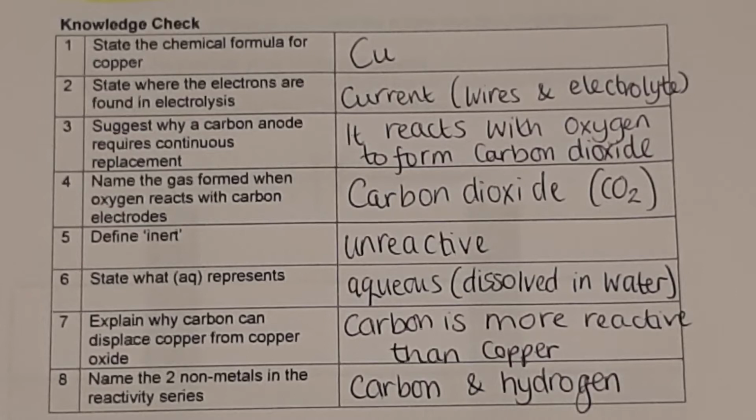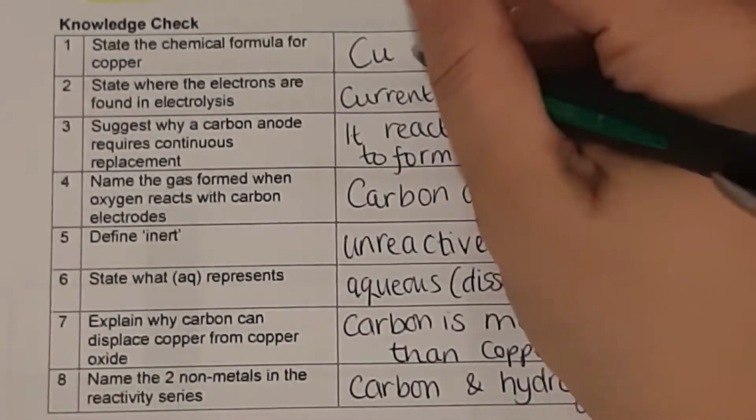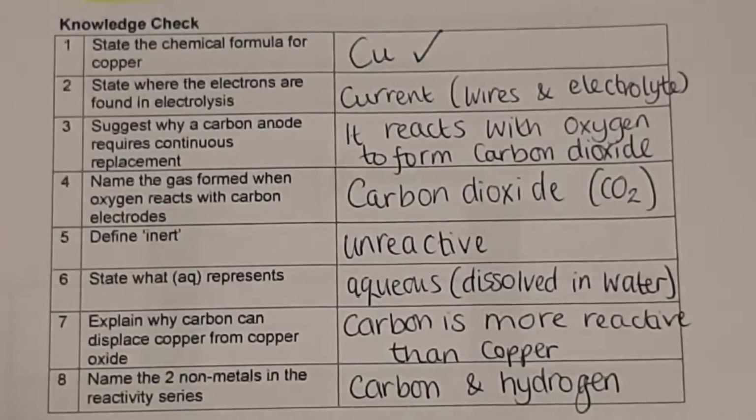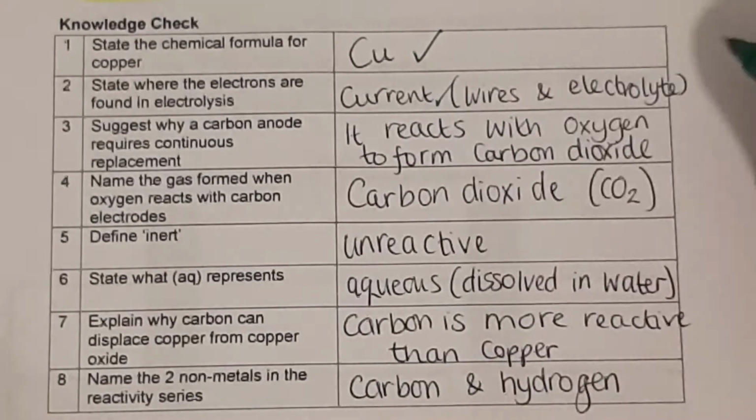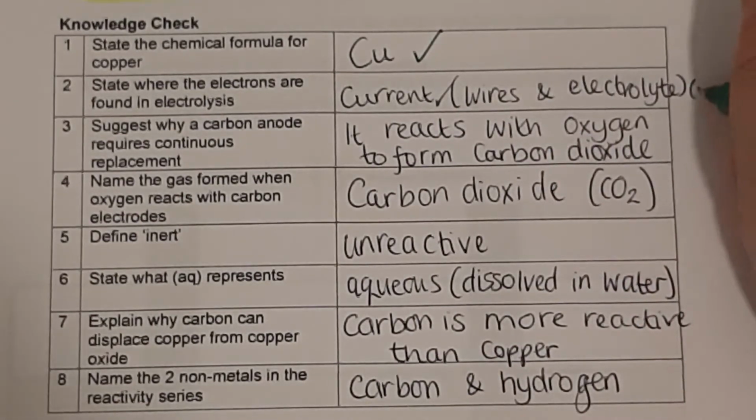Okay, so let's go through those. I'm afraid the answers are not written in red today because my red pen has run out. So, state the chemical formula for copper. It's Cu, capital C, lowercase u. State where the electrons are found in electrolysis. Well, they're found in the current, or you could say in the wires in electrolyte.